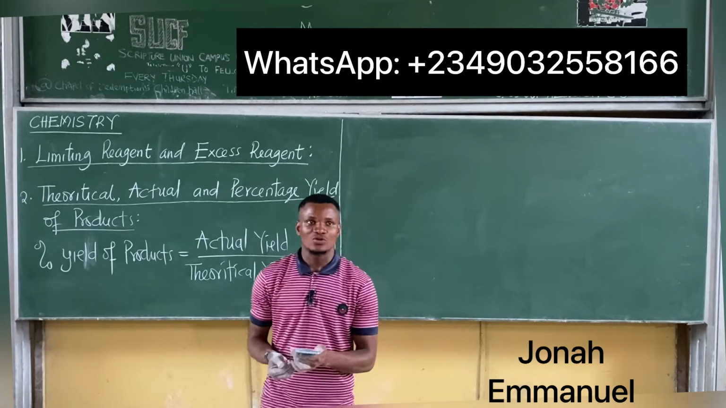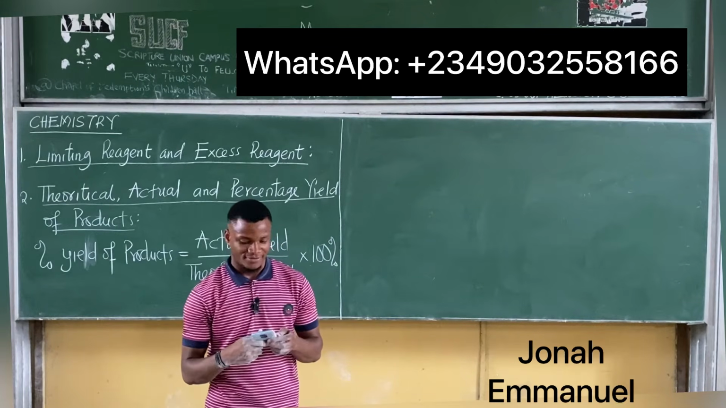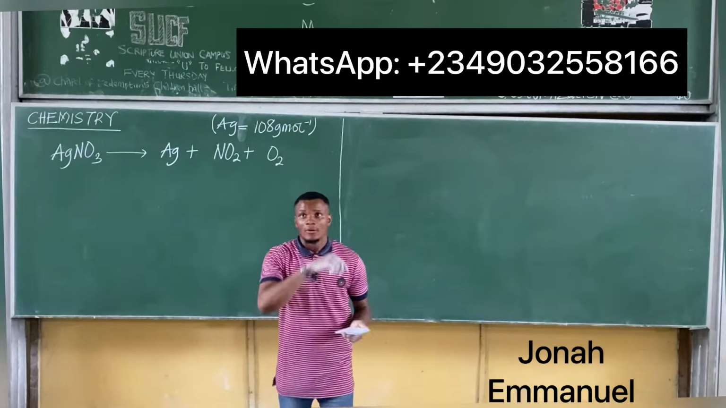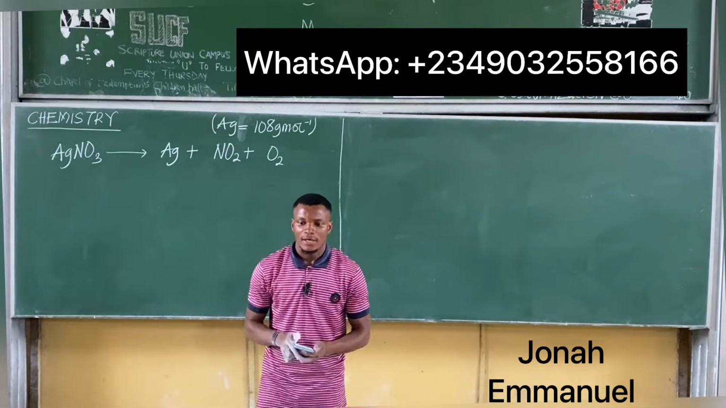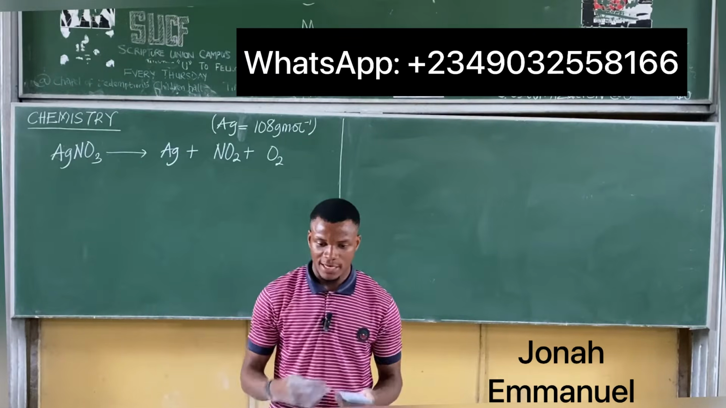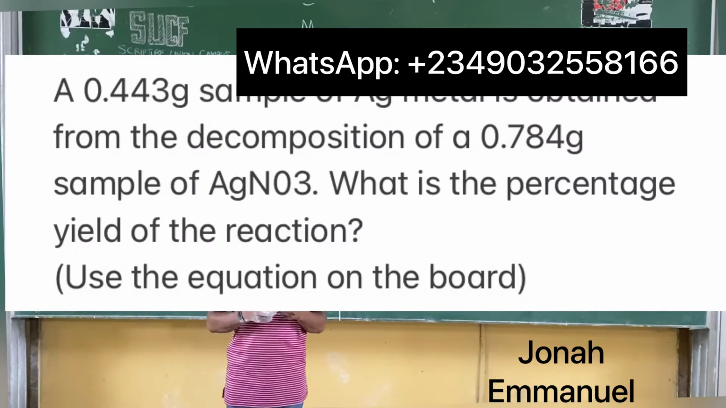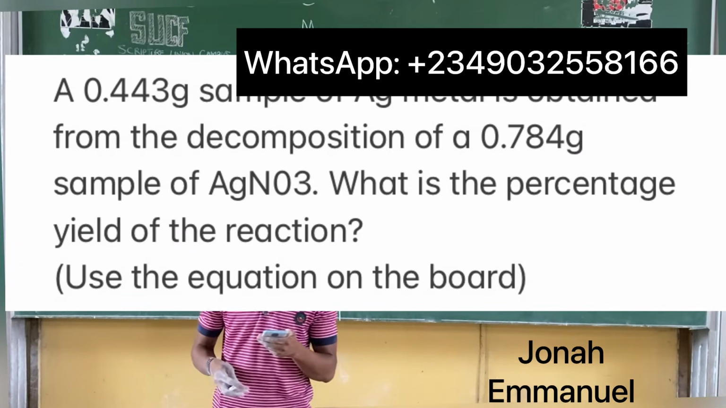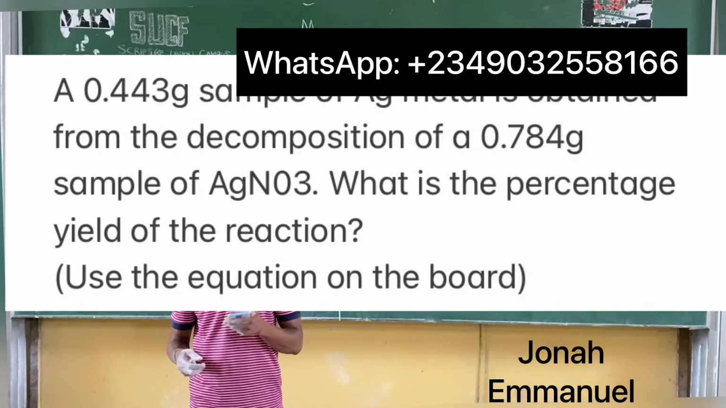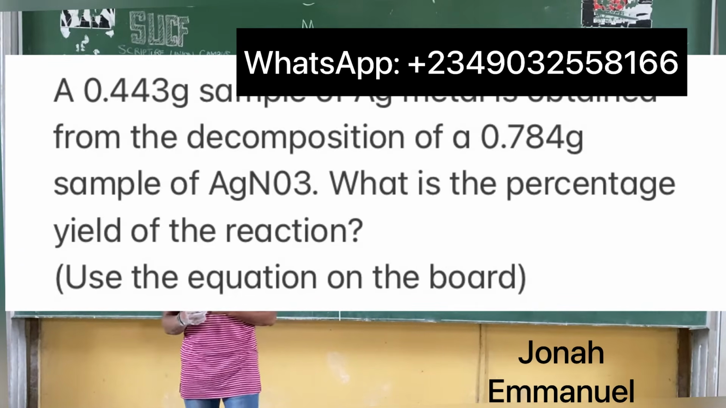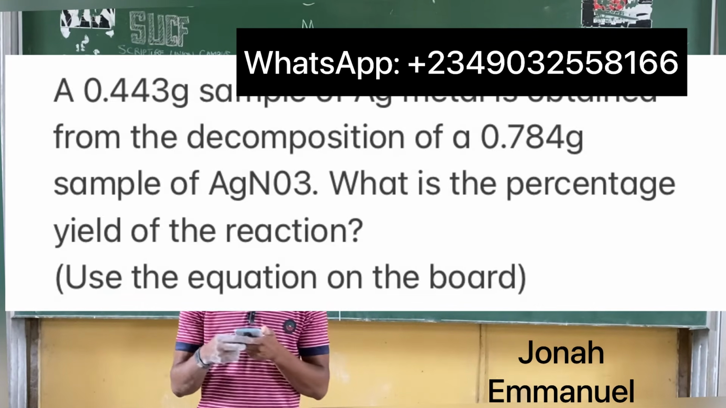All right, we'll just do one or two questions here. Then we can now go straight to past questions. So let's take this example on percentage yield, actual yield, theoretical yield. Question says, a 0.443 gram sample of silver metal is obtained from the decomposition of a 0.784 gram sample of silver trioxonitrate. Full stop. What is the percentage yield of the reaction?